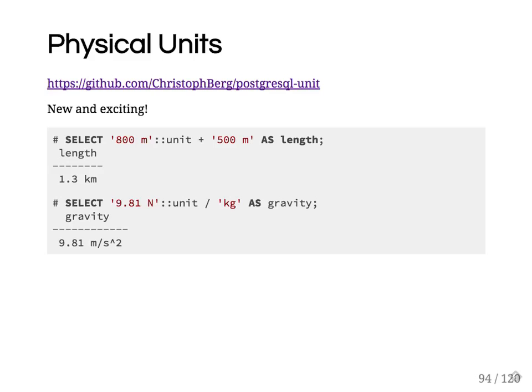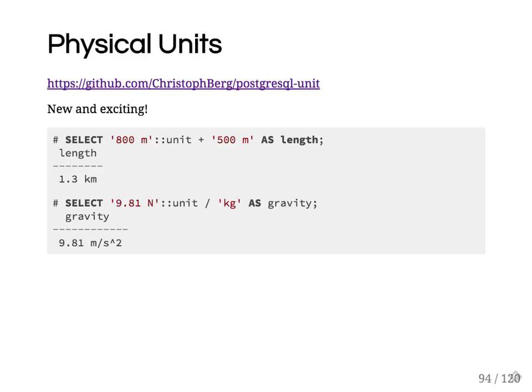Can these types be added at all? Is that an error? If you add meters, you get kilometers. Here we're dividing newtons by kilograms and getting meters per second squared. Right, so this is really cool and exciting. And this landed pretty recently, but I've been playing with it. The code looks pretty good.